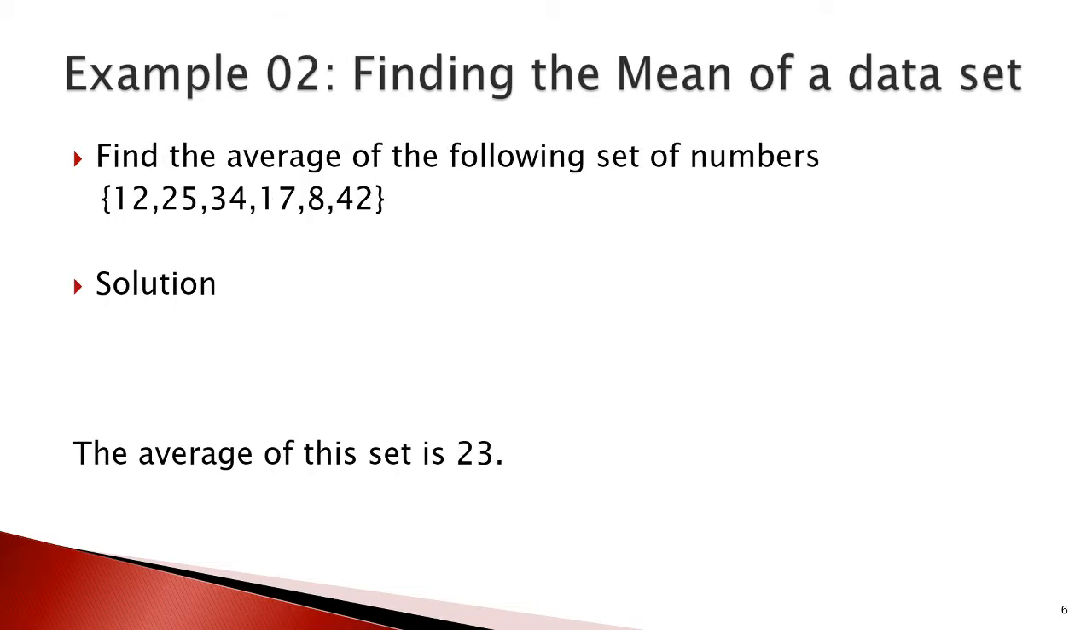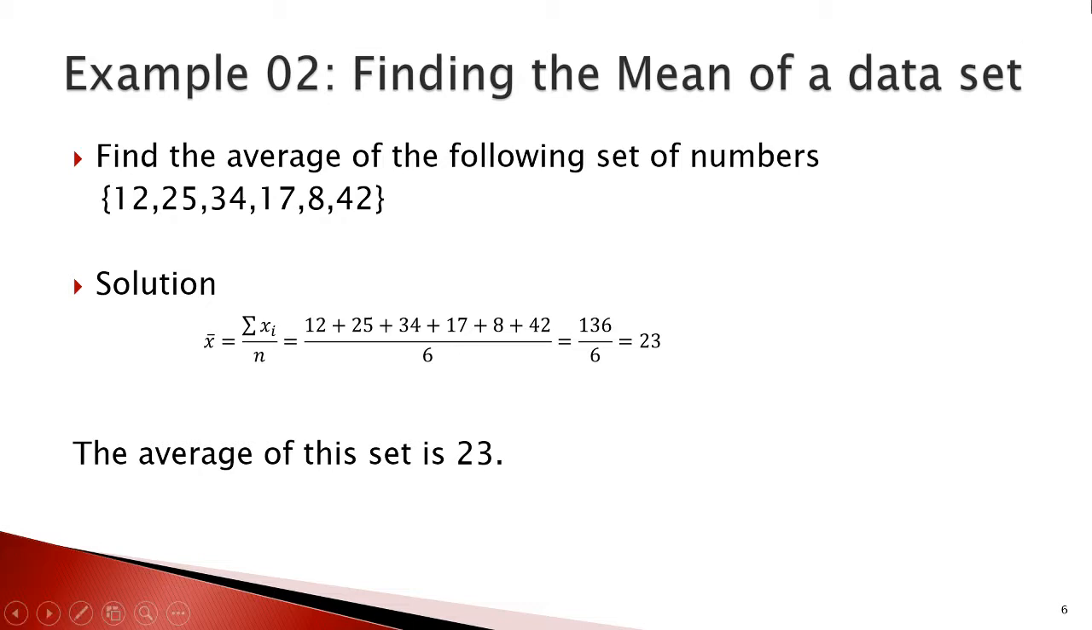Let's move on to the next example. Find the average of the following set of numbers. So there are 6 numbers. We are going to add these 6 numbers together, which is 136, and we are going to divide it by 6. So the answer is 23. So the average of this set is 23.